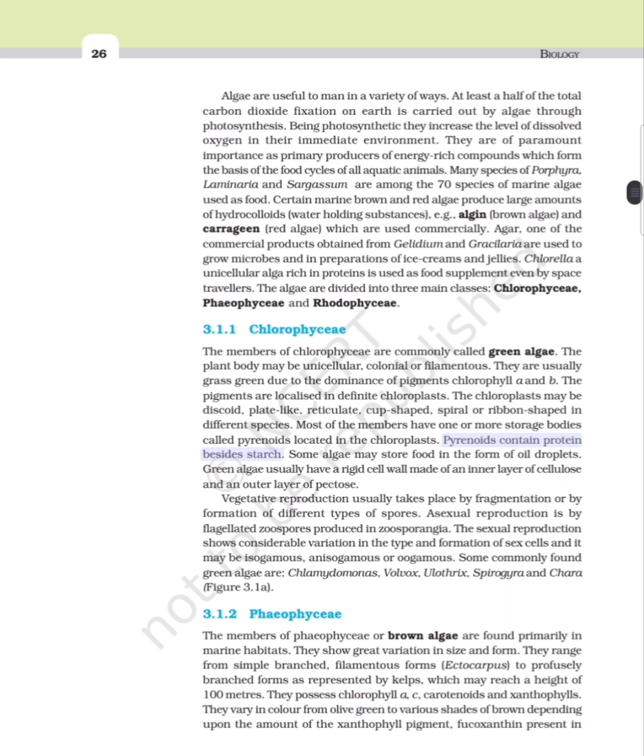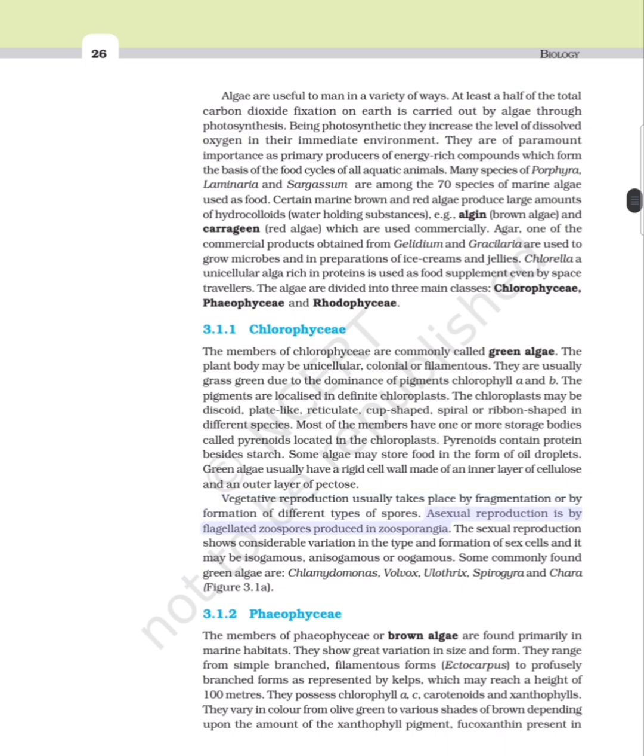Pyrenoids contain protein besides starch. Some algae may store food in the form of oil droplets. Green algae usually have a rigid cell wall made of an inner layer of cellulose and an outer layer of pectose.